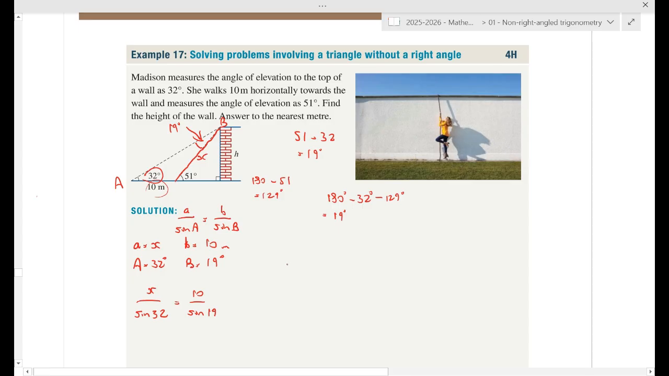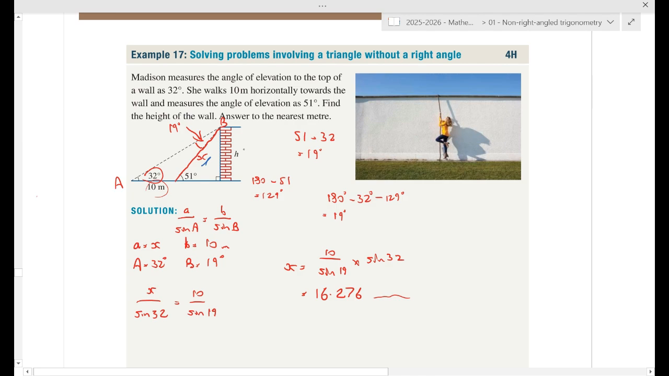We're going to rearrange that so that x is the subject. And we end up with 10 over sine 19 times sine 32. And that will give us our answer. Chuck that into the calculator as is. So 10 over sine 19, don't forget to close your bracket, times sine of 32 will give us an answer of 16.276, blah, blah, blah, blah. And it does say to the nearest meter, but we're not going to round that yet, because all we found is we've found x here on that side there.